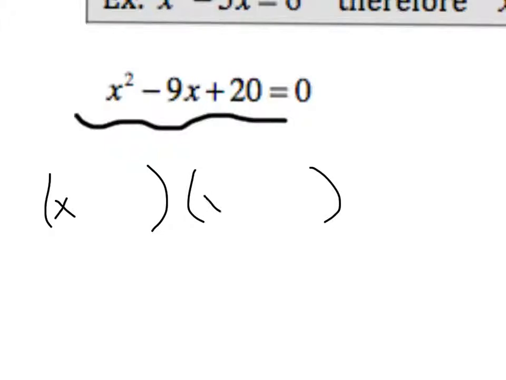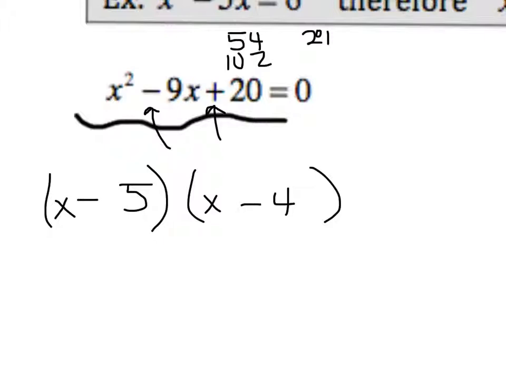So x, and then 20 could be 5 and 4, 10 and 2, and then 20 and 1. I'm going to start with the 5 and the 4. This term is positive, this term is negative, which means they are both negative. Okay, so now I'm going to bring in that equals 0.